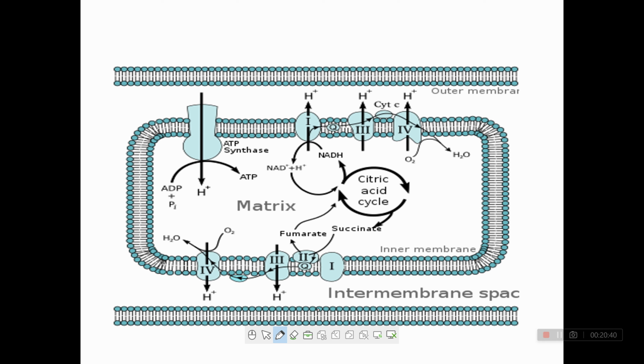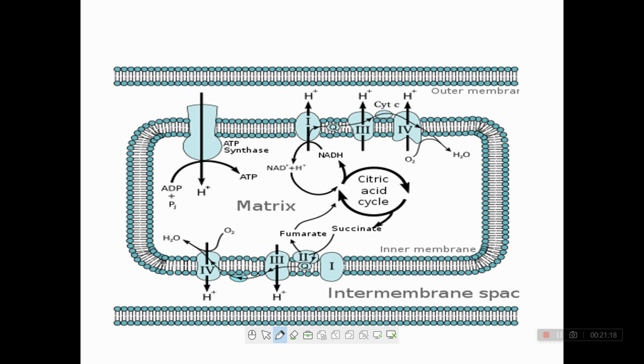The NADH and FADH that are produced by the citric acid cycle. In short, I will summarize this oxidative phosphorylation. The NADH and FADH that are generated via all metabolic pathways are not directly utilized by the body. So first, for energy, the NADH and FADH are converted into ATP. For this conversion, a process is there, that is oxidative phosphorylation.